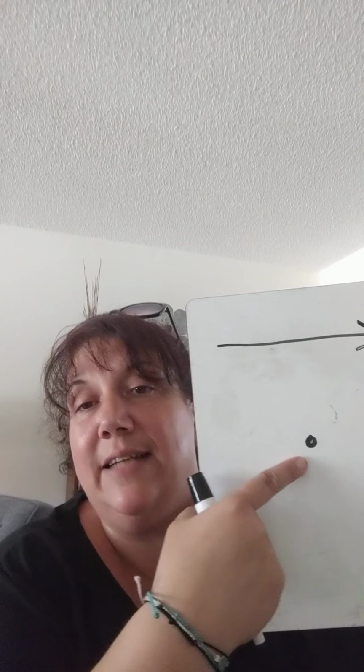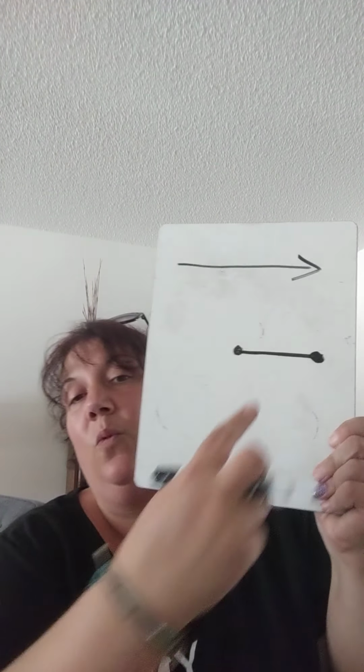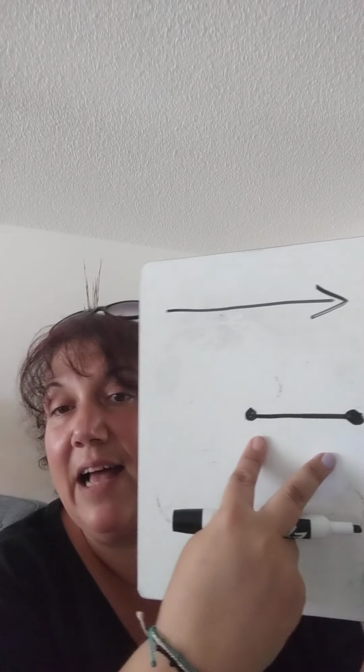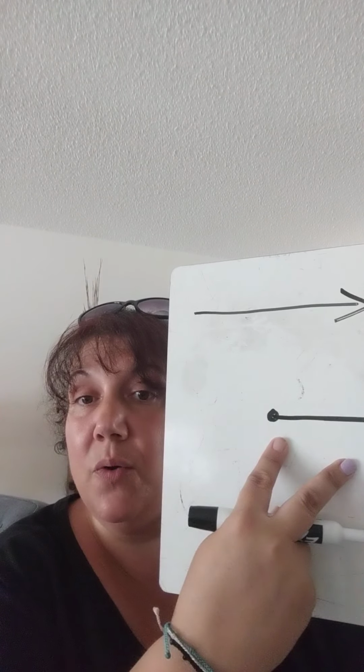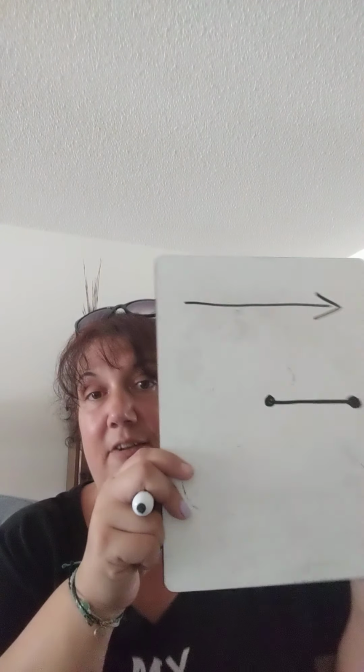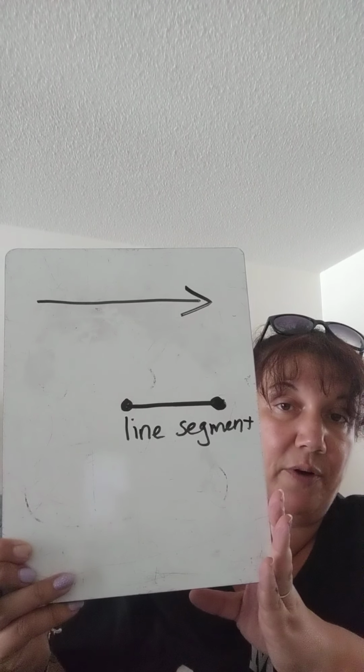One of the first ones is just showing you that this is called an endpoint. Okay? It's a point. Endpoints are at the end of lines. When you have two endpoints, that makes the line stop. So it's just a segment of a line. So that is now called a line segment, which is also on your vocab words.